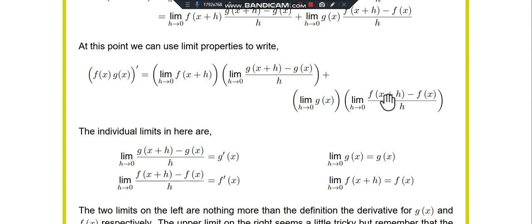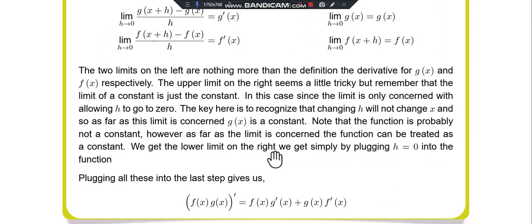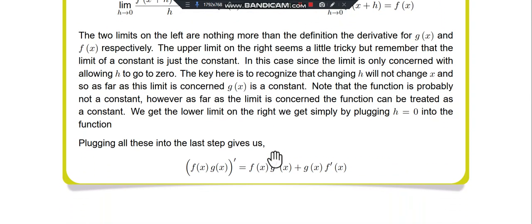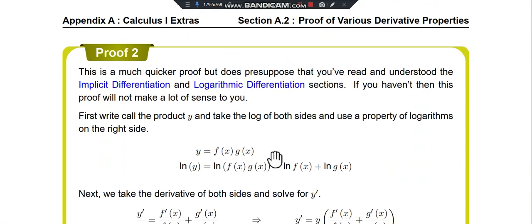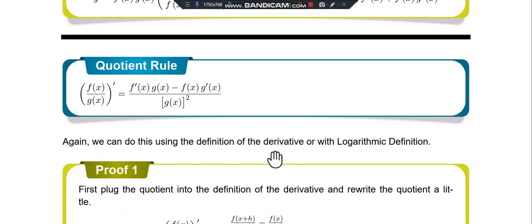Therefore, finally, we have this is the definition of the derivative of f. Therefore, just plugging these values here: for this, f of x; for this, the derivative of g; for this, g of x as it is; and for this, the derivative of f. So we arrive at this conclusion. So this is the product rule.